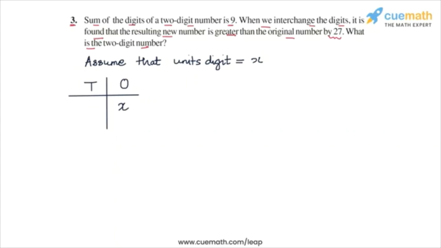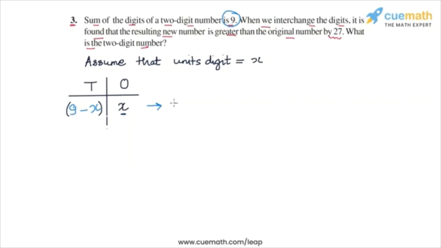So if the units digit is x, what will be the tens digit? Well, because the sum of the two digits is 9, the tens digit must be 9 minus x. For example, if the units digit is 1, then the tens digit will be 8. Now, what will be the numerical value of this number? You have the digit 9 minus x at the tens place and x at the units place.